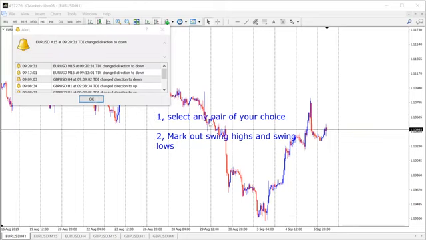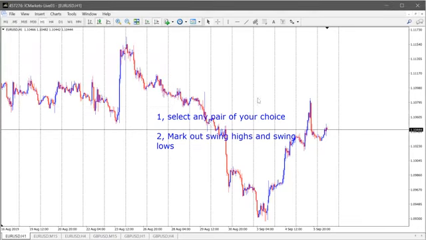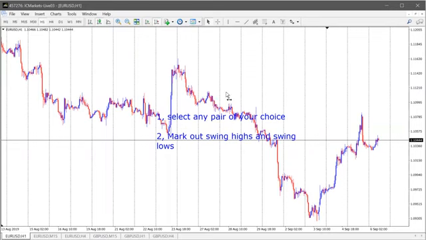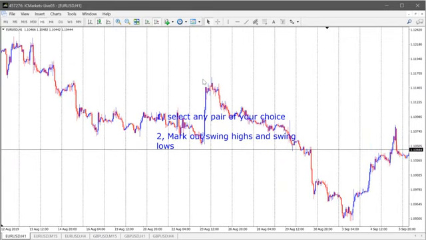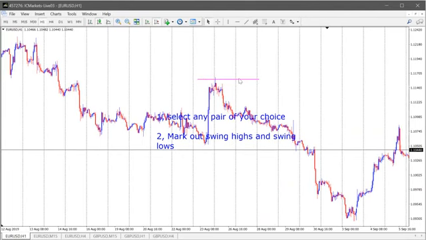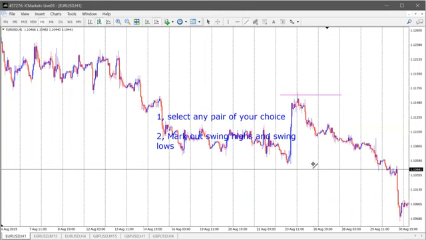Then we'll be back. Let's do this. The second one is to mark out swing highs and swing lows. Now just look for where swing highs are. We've got swing highs right here. Pick the trend line, just mark it like this. Leave it. Move. We've got another swing low right here. Just anywhere you see swing lows and swing highs.